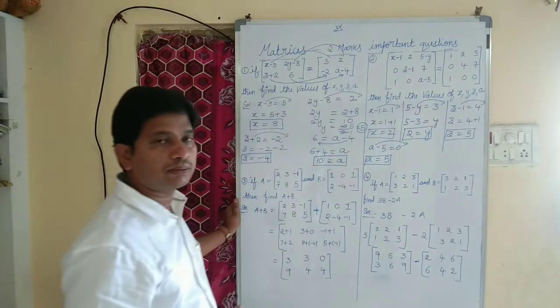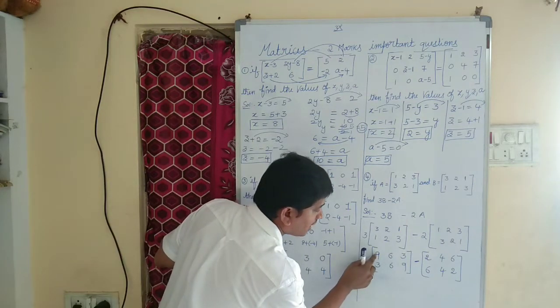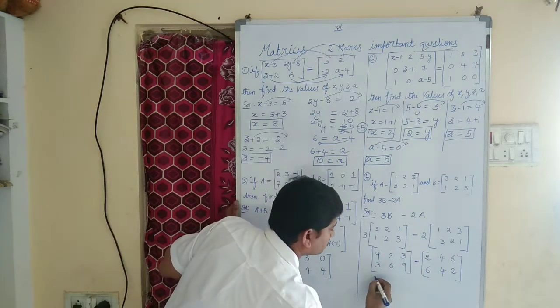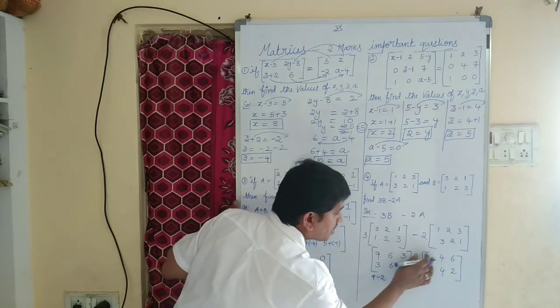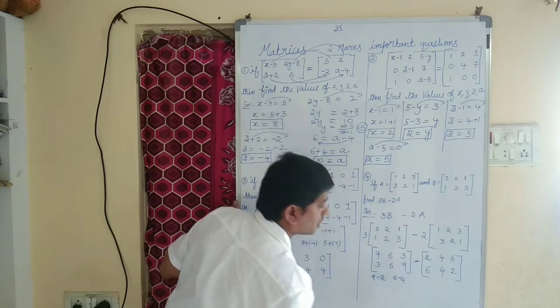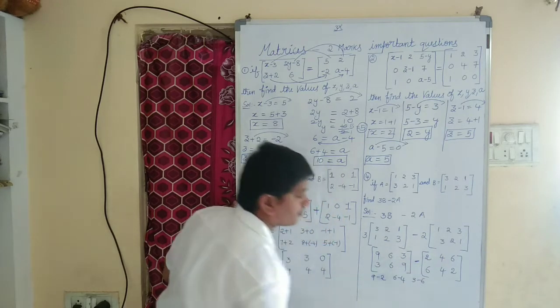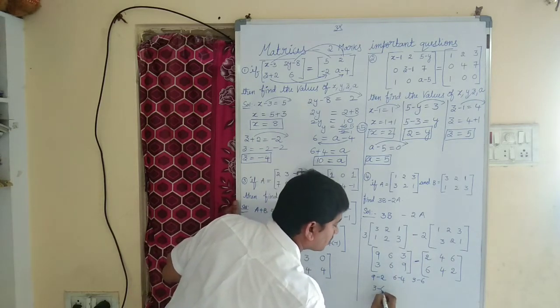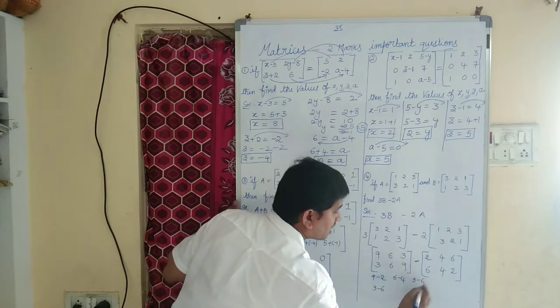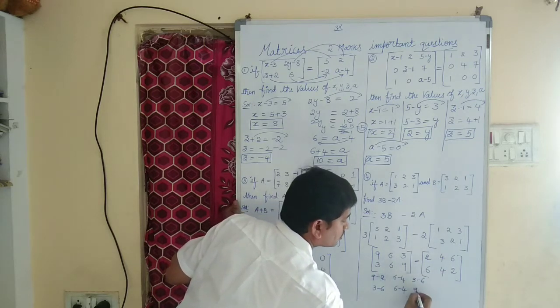Right? We need to subtract the 2 matrices. So subtraction of 2 matrices: 9 minus 2. And the second element 6 minus 4. And the third element 3 minus 6. Okay. Now second row: 3 minus 6, 6 minus 4, 9 minus 2.